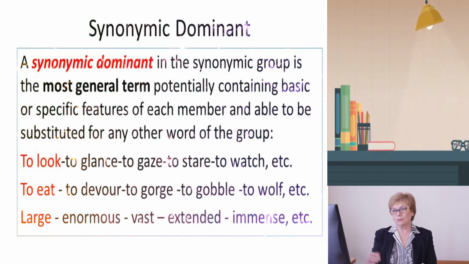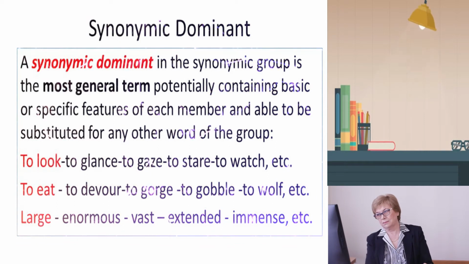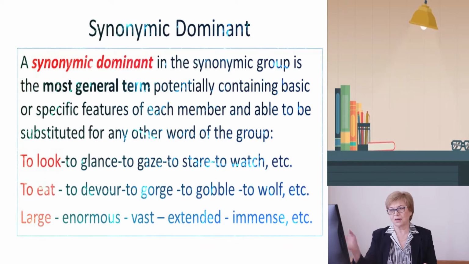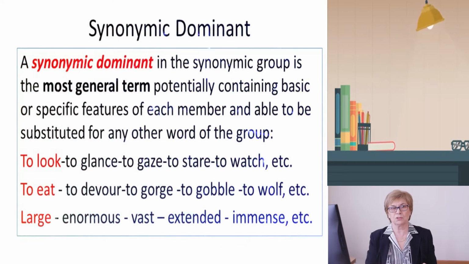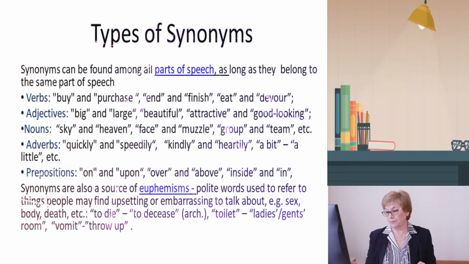Okay, large, and of course you know the words enormous, vast, extended, immense, etc., and there are many more words in this synonymic line, but large here is the most neutral word, and large, big, they are synonymic dominants of this synonymic group. Okay, so of course there are different types of synonyms. They can be verbs, adjectives, nouns. Okay, and there are synonyms which we call euphemisms.